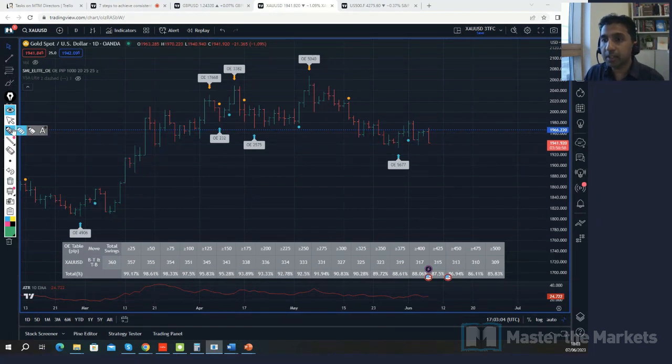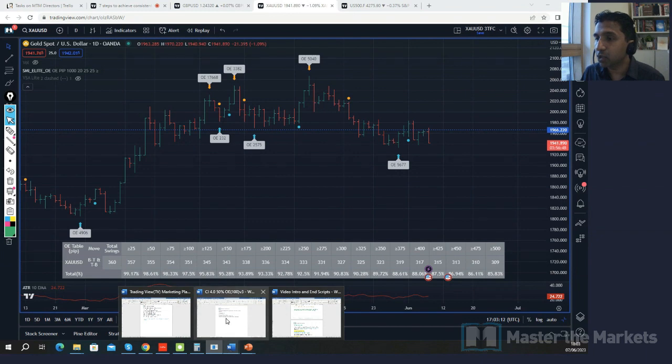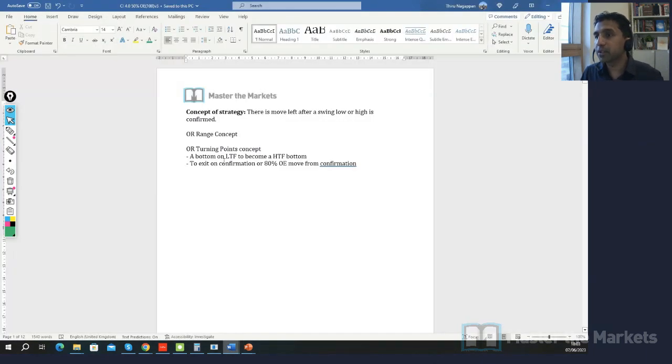Okay, that's another principle. Now, how do you write all this into your crib sheet or into your strategy rules or your strategy plan, whatever you may call it? I'll just show you some examples over here. So you see the concept of strategy, right? There's a move left after a swing low or high is confirmed. Usually there is, right? Or the range concept, which I talked about just now, or a turning points concept.